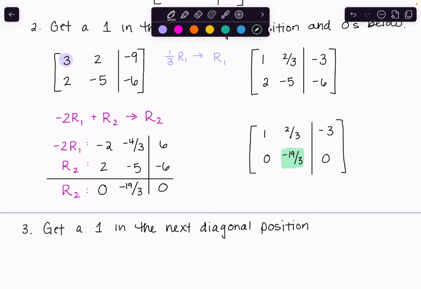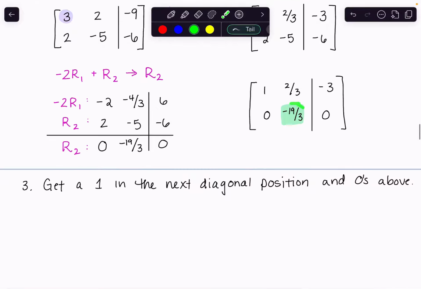And then we get zeros above and below it. So in this case, it is just above because I don't have anything below this number. Okay. So to turn this into a 1, I've got to multiply it by the reciprocal, a negative number. So we're going to take negative 3 over 19 times row 2, and this becomes my new row 2.